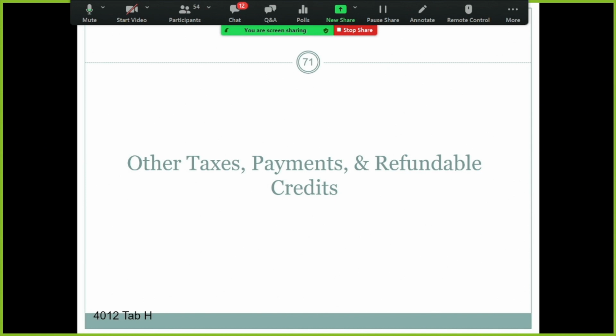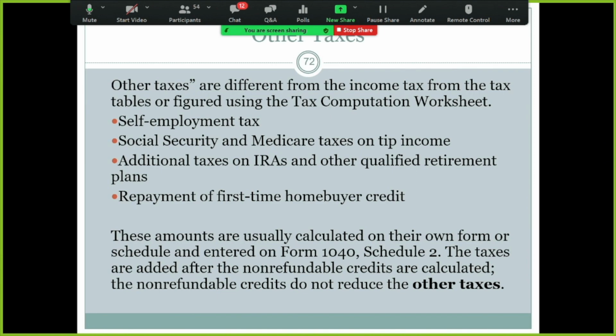So our other taxes, payments, and credits are on Tab H. These other taxes are different from our income tax that we figure with the tax table or the tax computation worksheet. This is in addition to that federal tax. It could be self-employment tax, Social Security and Medicare taxes on tip income, additional taxes on IRAs and other qualified retirement plans, repayment of the first-time homebuyer credit, and there's one not listed. It could be related to the premium tax credit related to the marketplace health insurance.